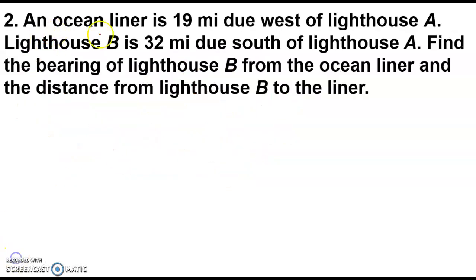Okay. An ocean liner, which is a type of boat, is 9 miles due west of a lighthouse A. So we start from a lighthouse A. If lighthouse A is over here, let's write it as A. And on that lighthouse A, there will be arrows. This is north, and that's south, and that's east, and that's west.